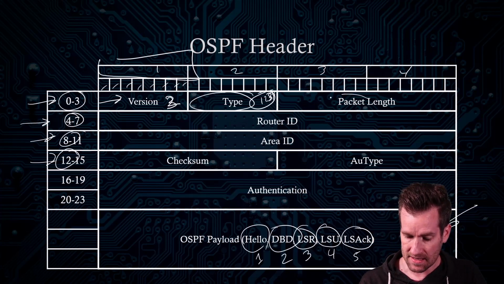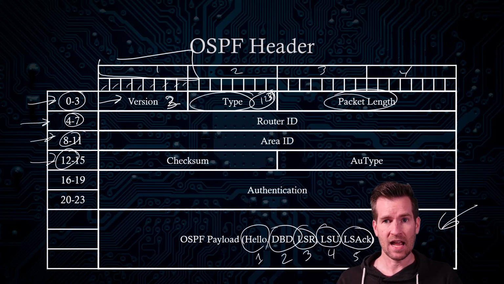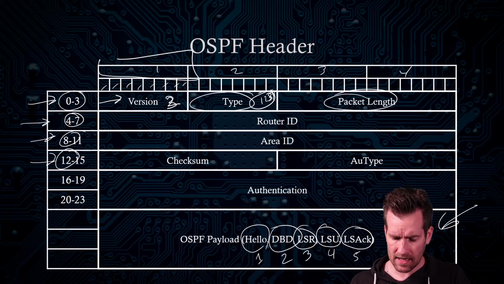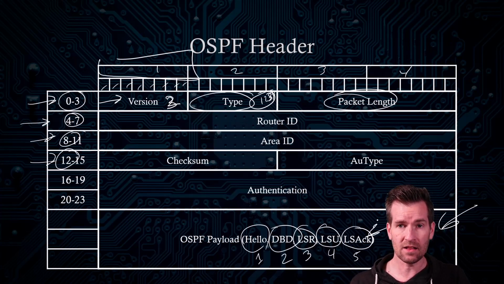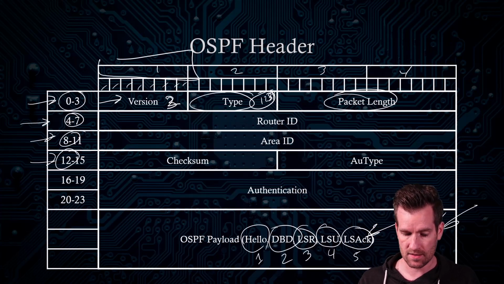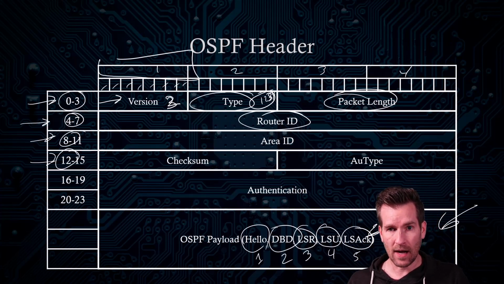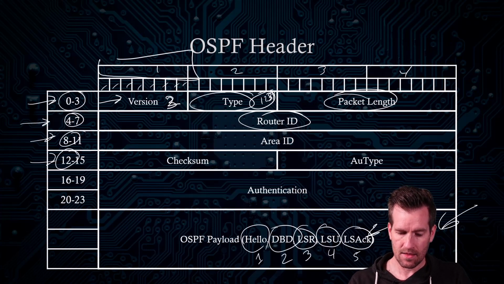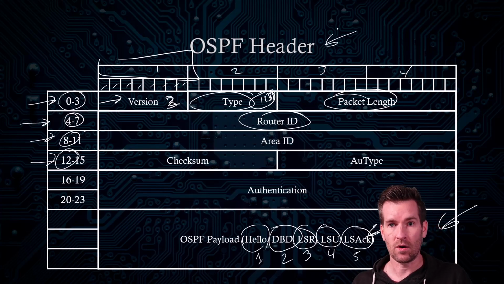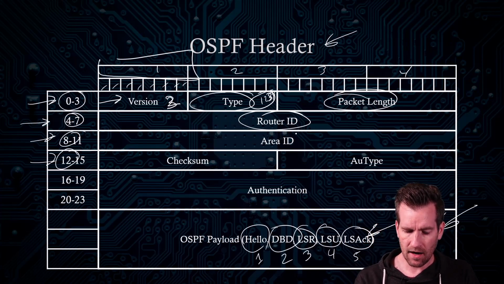Next, what we have is the packet length, and that is the total length of the packet. And so that can vary quite a bit depending on what kind of payload is in here. And we'll be talking much more about that as we progress through these slides. Then we have the router ID. The router ID is the ID of the router that's advertising and sending out this OSPF packet that's being sent out. Then we have the area ID.